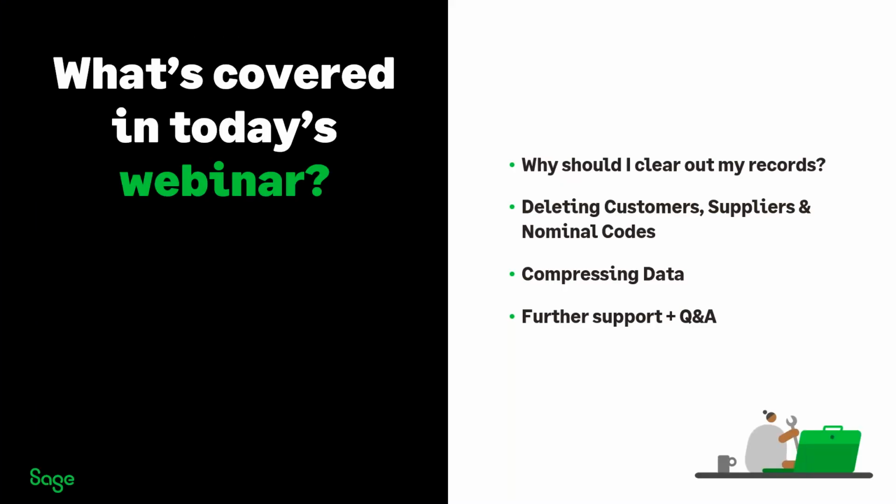This is what we're going to be covering on today's session. We're going to start with why should I clear out my records? We'll then delve into deleting customers, suppliers, nominal codes. Towards the end of the session, we'll look at compressing your data once you've deleted those records. Then I'll summarize the session, and we'll look at further support and pick up any last questions as well.